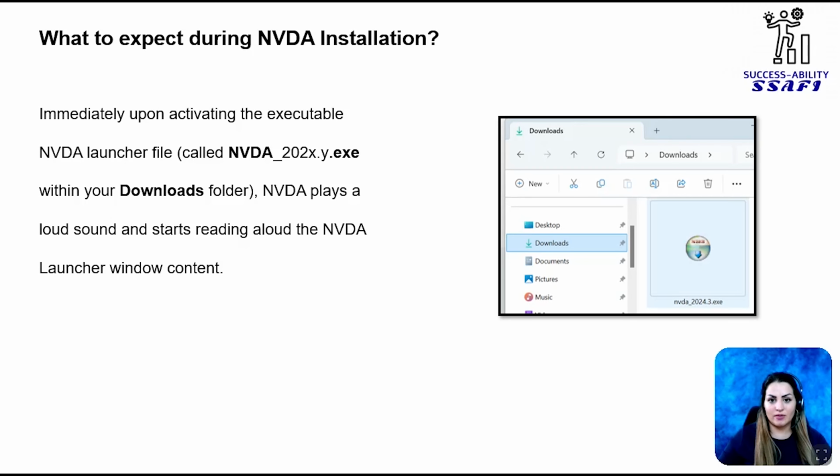Let's review the scenario where you do have proper administrative privilege and you're able to run the executable file and just install NVDA on your system. What to expect when NVDA installation is in progress? One thing that you will notice is after you activate the downloaded executable file in your system, a very loud sound will be played by NVDA and then immediately all the Windows content will be read to you.